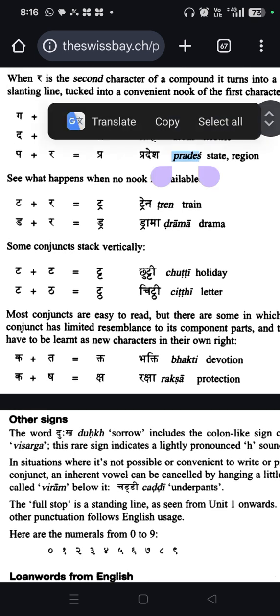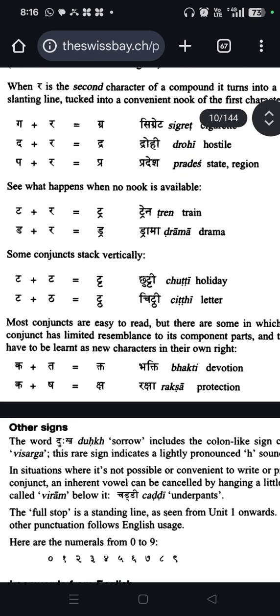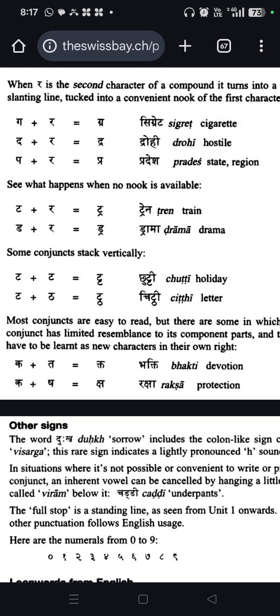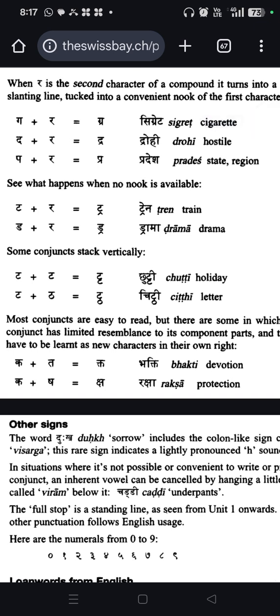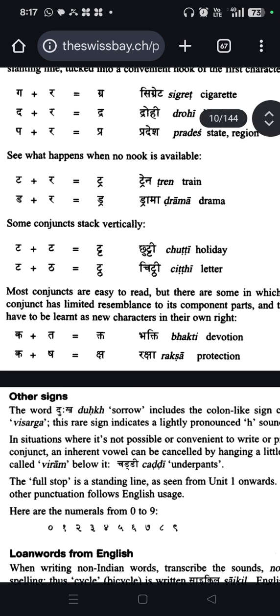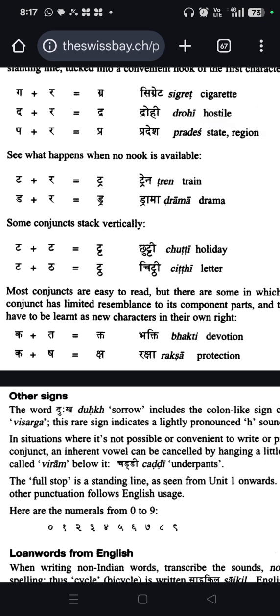So Uttar Pradesh, Andhra Pradesh. See an upper and lower, under, Uttar, upper. See what happens when no nook is available. Where there's a nook, it goes under. So ta and ra gives tra, train.